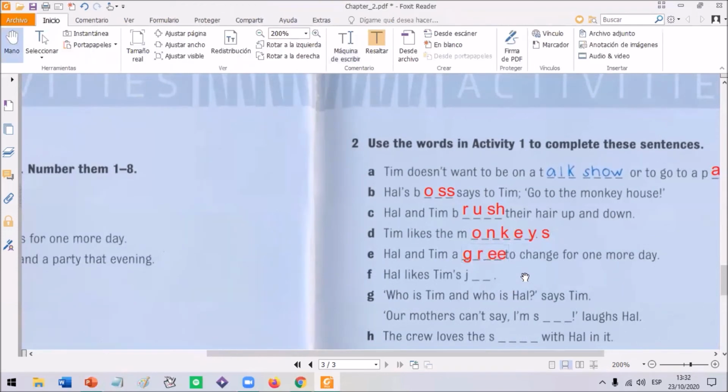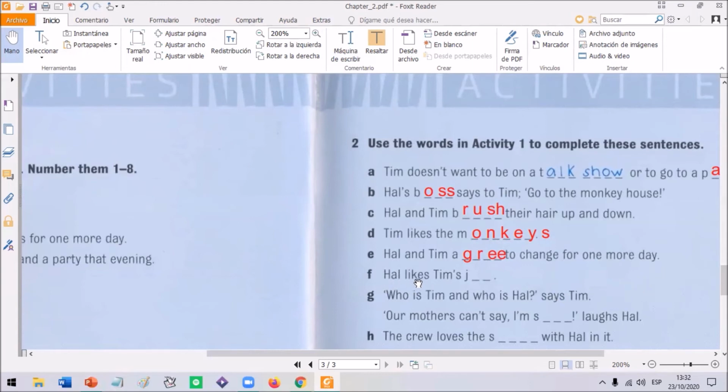Agree, recuerden que es aceptar, estar de acuerdo. Si ellos se ponen de acuerdo, ¿sí? Para seguir cambiados por un día más. El plan original era hacerlo por un día. Pero al final de este capítulo deciden otro día.